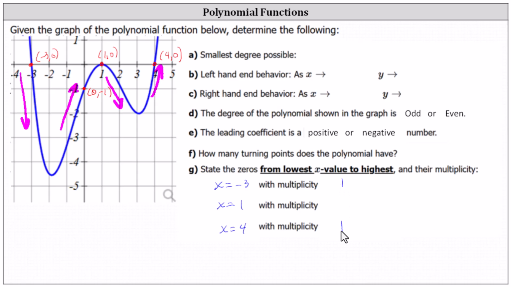However, notice that at the zero x equals 1, the graph is tangent to the x-axis, or it touches the x-axis and bounces back. This indicates the multiplicity is even. We will assume the multiplicity is 2. Let's discuss a little more about multiplicity.